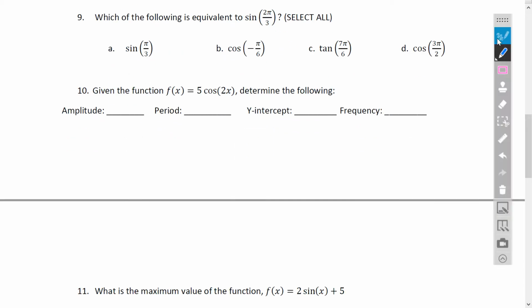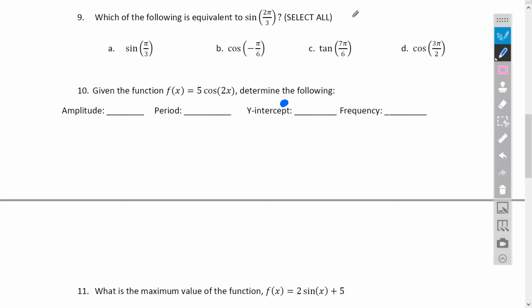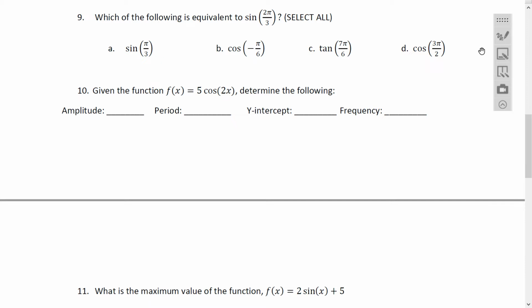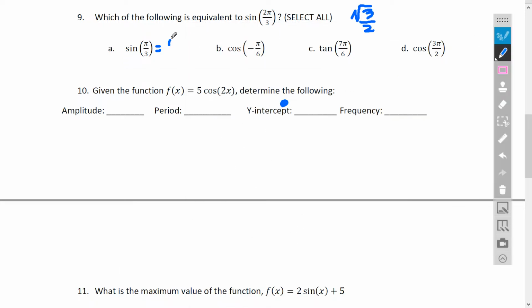Which of the following are equivalent to sine of 2 pi over 3? So first let's figure out what sine of 2 pi over 3 is. So 2 pi over 3 right here, the sine of that is square root 3 over 2. So we're looking for the ones here that are equivalent to square root 3 over 2. So sine pi over 3 is square root 3 over 2. So A works.